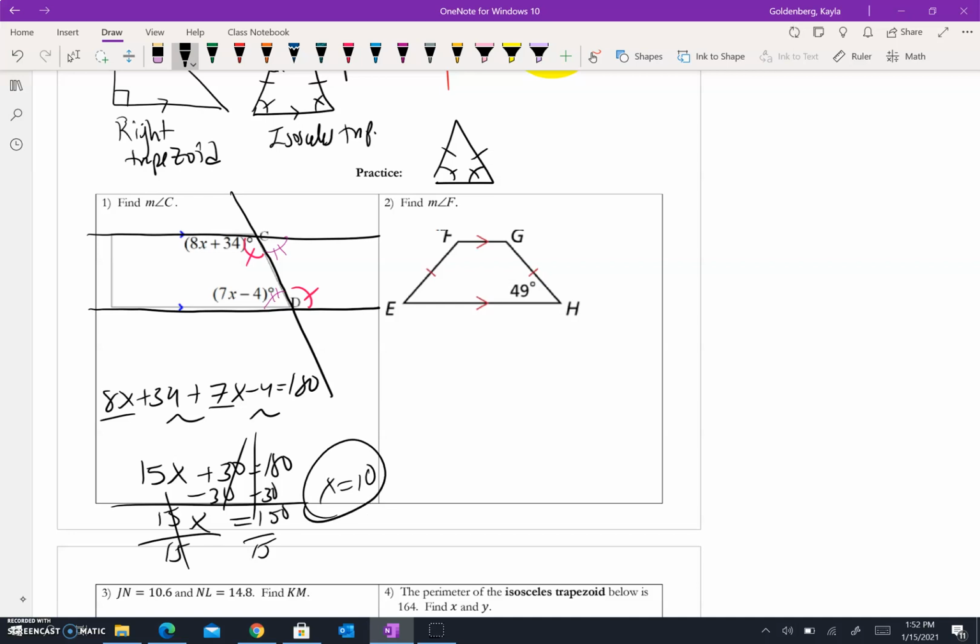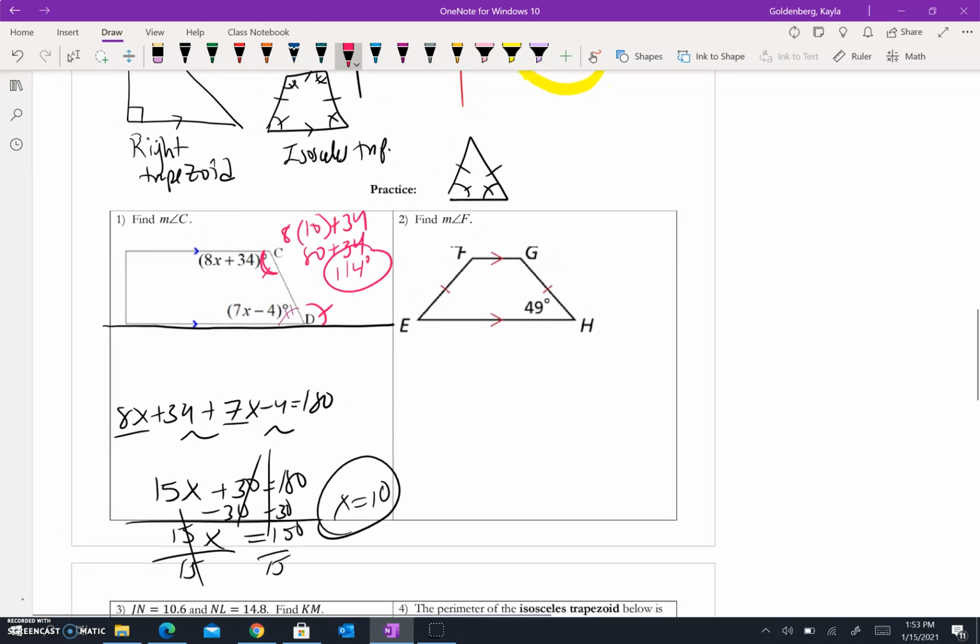Now they specifically asked us to find the measure of angle C. If I erase this stuff, they're asking just for this angle here, right? We had it labeled pink. So that would be 8 times 10 plus 34 for our amount of degrees. 80 and 34. I know 80 and 20 would make 100, right? So I'm going to take 20 away from 34. That would leave 14 left. So it's looking like 114 degrees.